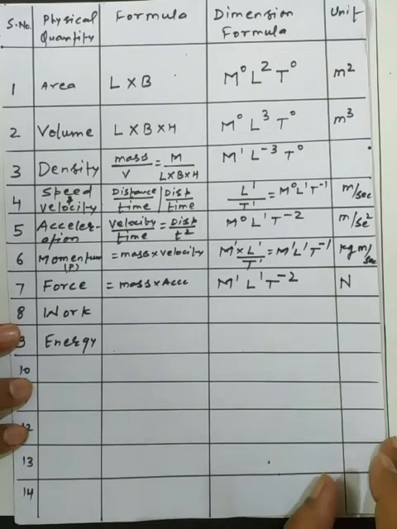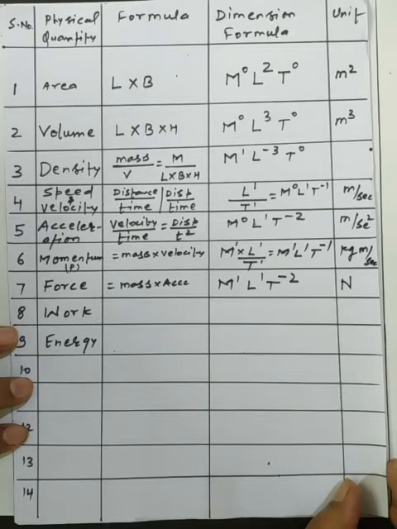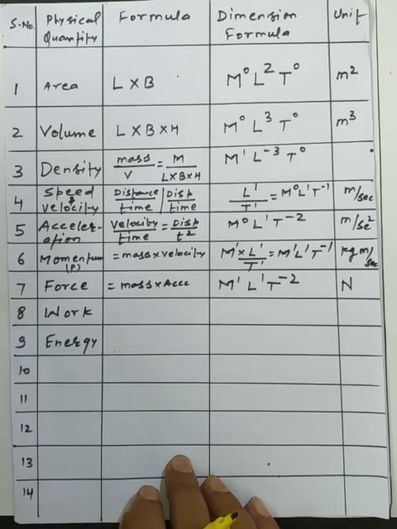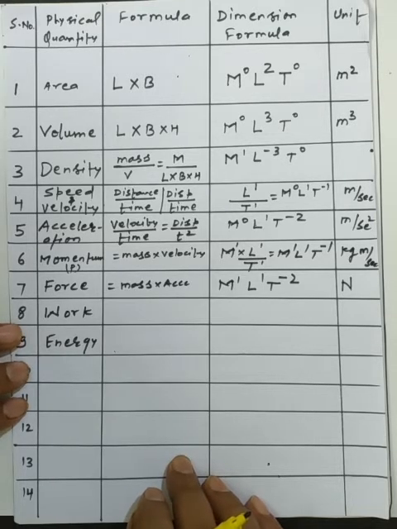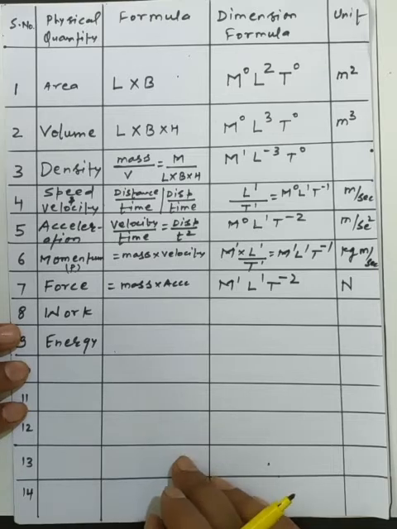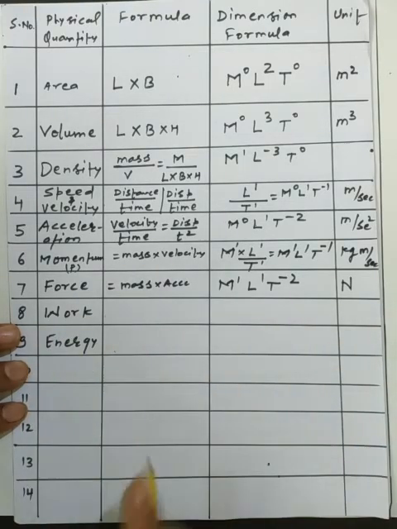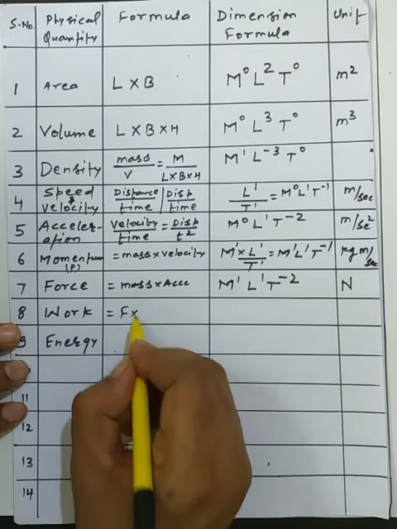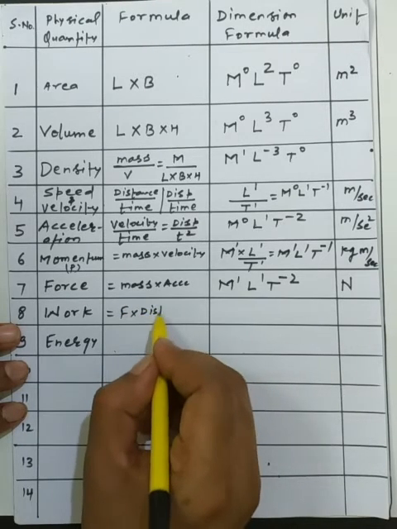Now one of the interesting things in dimension formulas is that several quantities can have the same dimension formula. If I ask what about tension? Tension is a kind of force, which always has the same dimension formula. Tension, thrust, upthrust, these are some of the other quantities that have the same dimension formula as force. Now next, work can be stated as force into displacement.